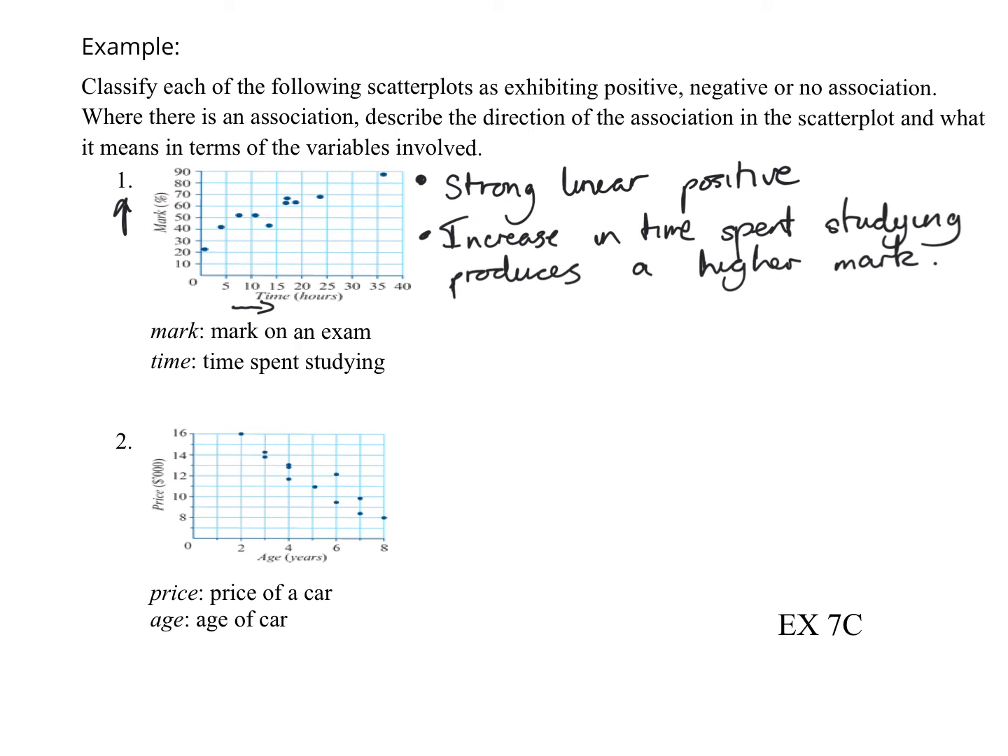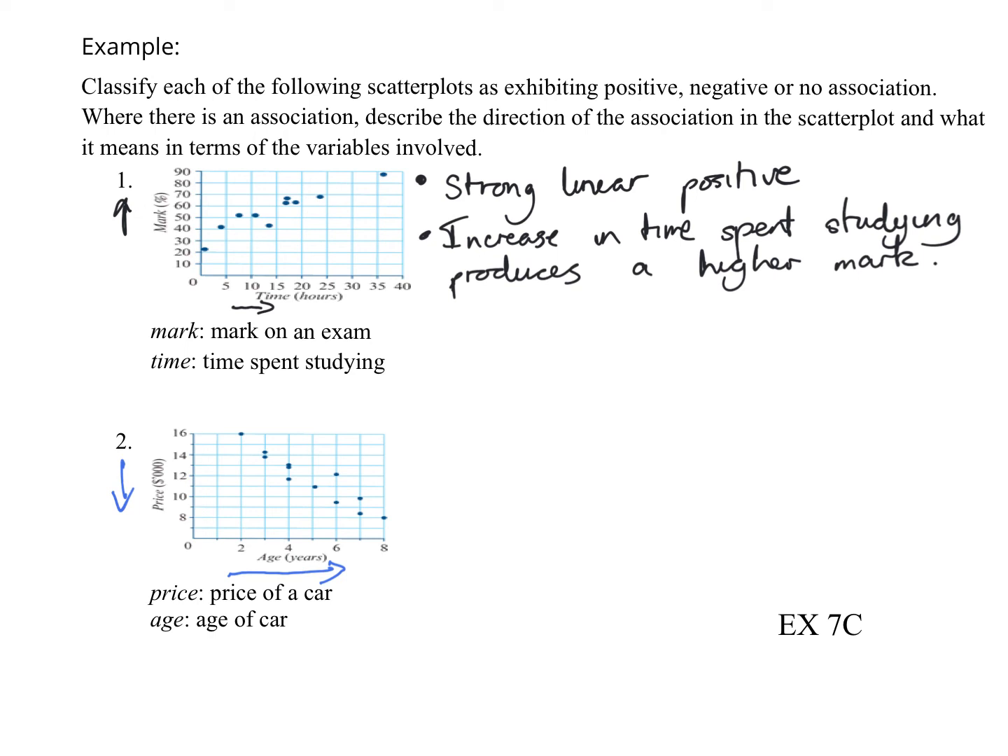Looking at the next one, the scatter plot is about the price of a car and the age of the car. And again, looking visually at the scatter plot first, as the age of this car is increasing, what is happening to the price of the car? Well, you can see that it is going down, which makes sense as cars increase in age, and we're not talking about vintage cars, but as cars increase in age, they generally depreciate in value, so their price goes down.